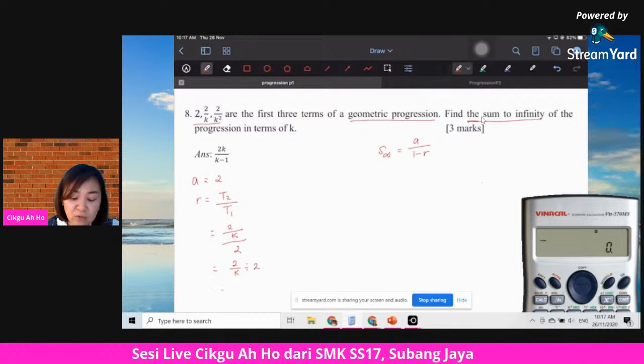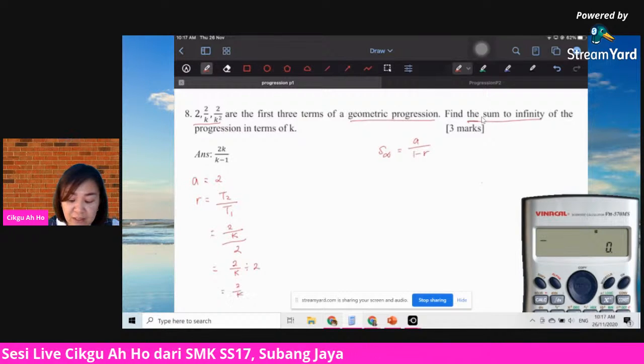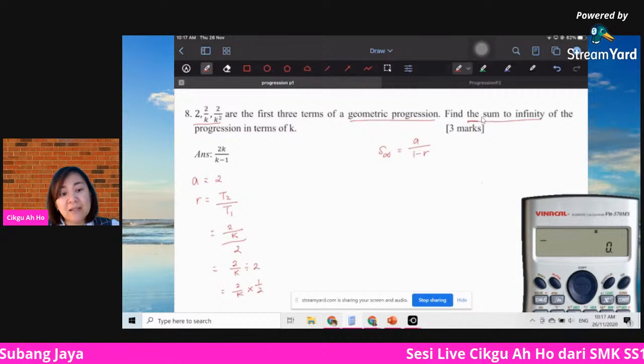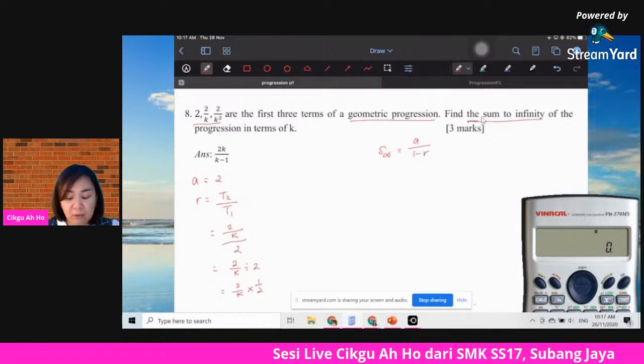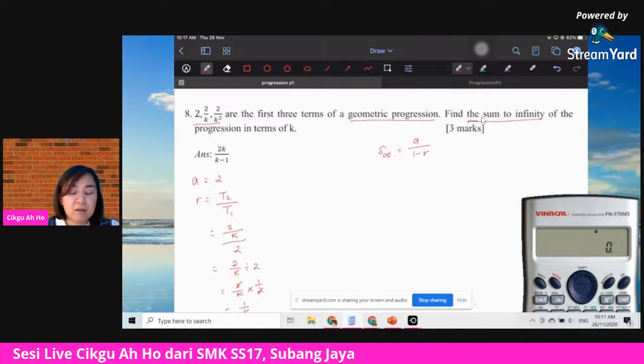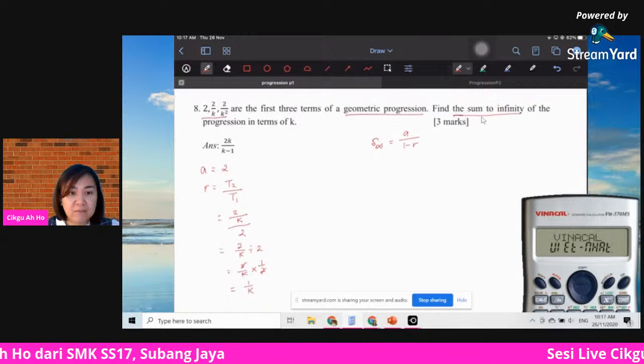So what to do? You have to manually count lah. Become... So you turn the reciprocal, terbalikkan. Bahagi, jadi darab kan? So terbalikkan. So ini boleh potong-potong. So your K, your R is 1 over K. Okay, ini R adalah 1 per K.